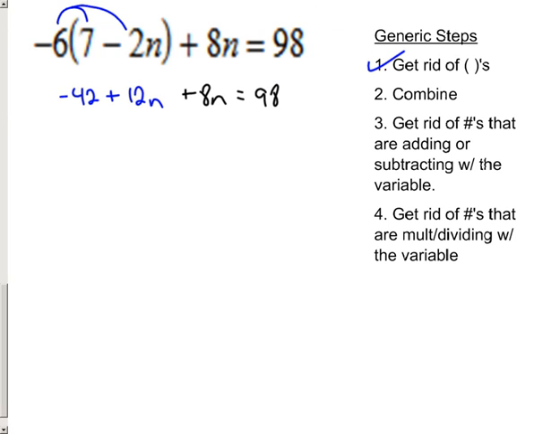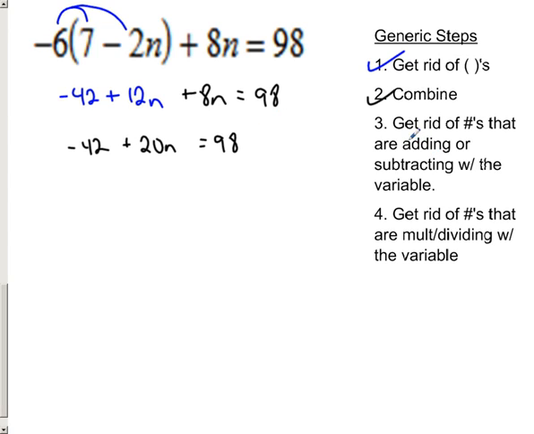So got rid of that. Let's go and combine. Well, I can't combine this with a term that has a variable in it, so this negative 42 is just coming down. But 12n plus 8n is 20, so that's 20n. And the equal 98 comes straight down.